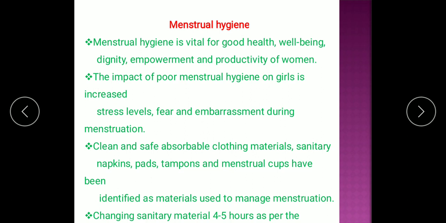Okay, today we have completed the menstrual cycle and the phases involved in the menstrual period. There are majorly 4 phases in the female reproductive cycle. First, the menstrual phase. Second, the follicular or proliferative phase. Third, the ovulatory phase. Fourth, the luteal or secretory phase. And the changes occur in the ovary and in the uterus. Then finally, we discussed menstrual hygiene.